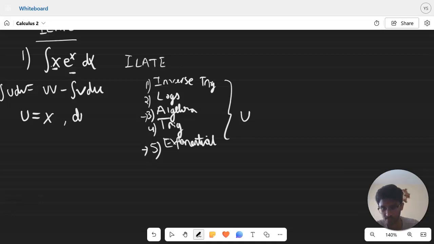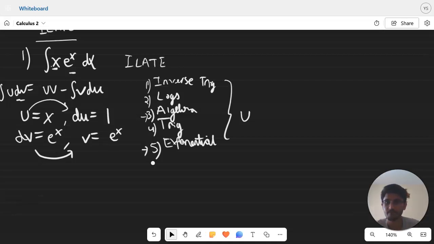If we take the du of this, we got to write down the du also. The derivative of x is 1, so du is 1. Now we also got to figure out what dv is in our problem. The dv is going to be e to the x. Now, remember, going from dv to v means we're finding the integral, while going from u to du means we're finding the derivative. The integral of e to the x is just e to the x.